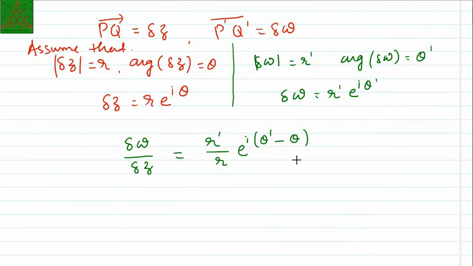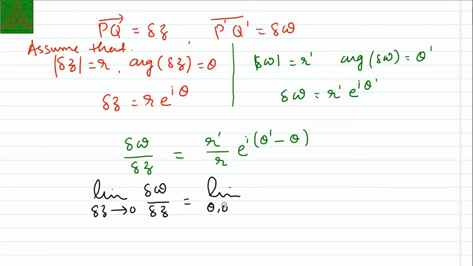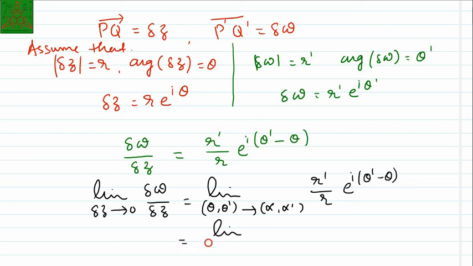So now I am taking the limit here, that is the limit as delta z tends to 0 of delta w upon delta z. Here delta z is not there, so I am just using theta comma theta dash, which tend to alpha comma alpha dash, of R dash upon R into e power i times theta dash minus theta. You don't know whether this R dash upon R is a function of alpha or not, so for that I just write this quantity as it is.